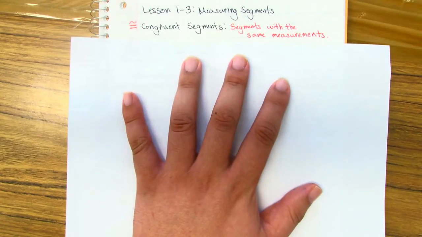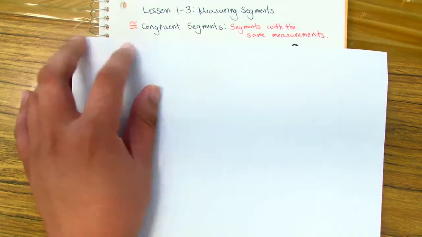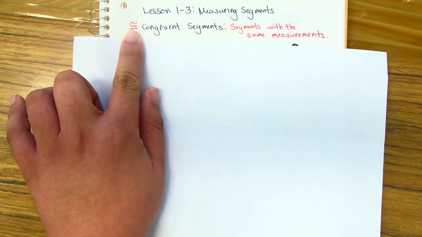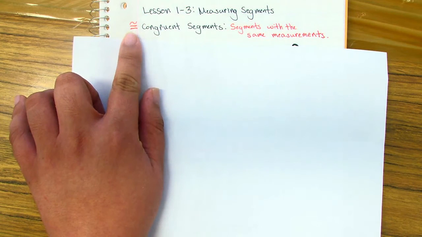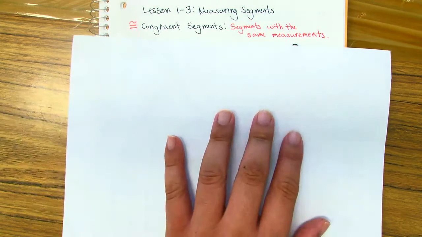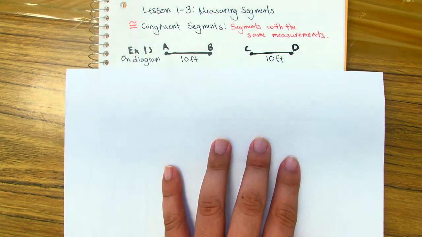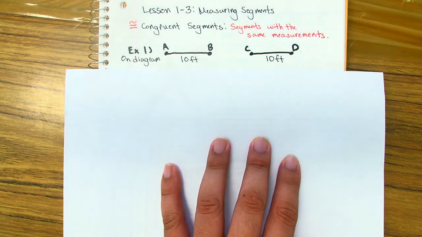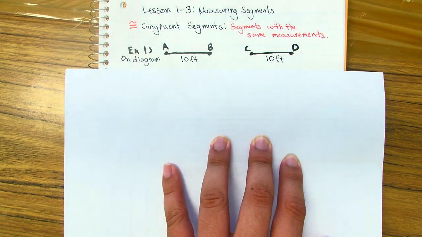So lesson 1-3 is about measuring segments, right? Congruent segments are just segments with the same measurement. At times, you can always use this symbol to represent congruency. This will be very common later on. And this example number 1 is, how do you see it on the diagram? AB is 10 feet and CD is 10 feet.